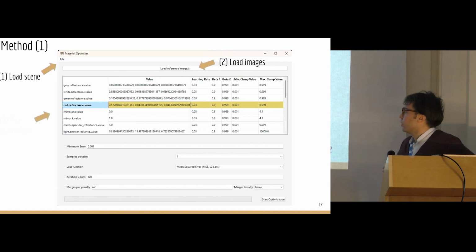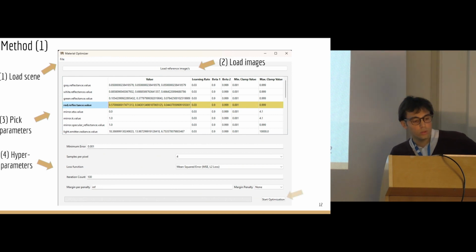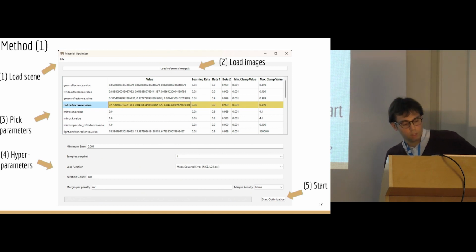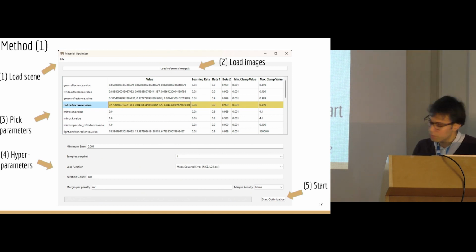This is the user interface of our tool. We begin by loading a scene file and then continue by loading the set of reference images. Then we pick material parameters of interest, which can be done by double-clicking the leftmost column. And then we continue by optionally selecting hyperparameters. This can be like samples per pixel or iteration count. And in the end, eventually, if the tool doesn't crash, you can start the optimization.